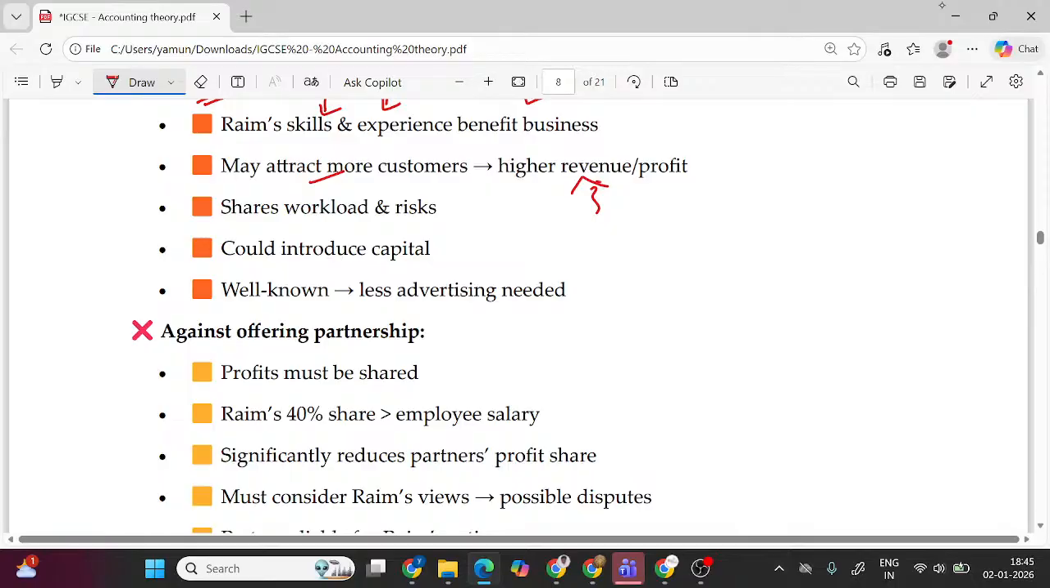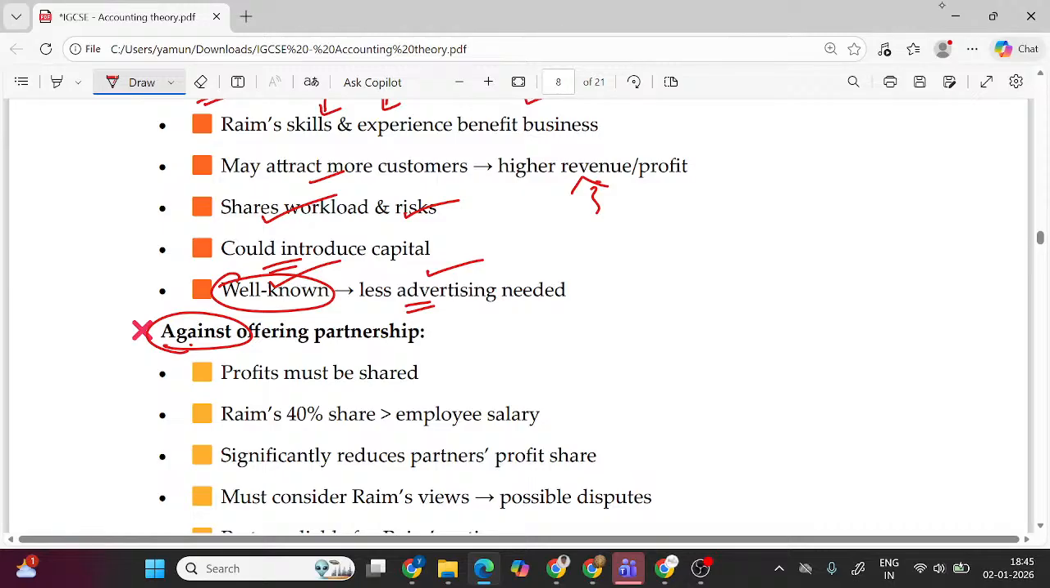That might be attracting more customers, and because of that, higher revenue and profit will be gained. And not only that, workload may be shared and risk is also shared, and R will be bringing in capital. And if he's a well-known person, less advertising is needed. Okay, I'm inviting Ambani to my business, Sundar Pichai to my business. They're all our friends, we are inviting them to the business. You need not worry about the profit, you need not worry about the customers. See, well known, less advertising is needed.